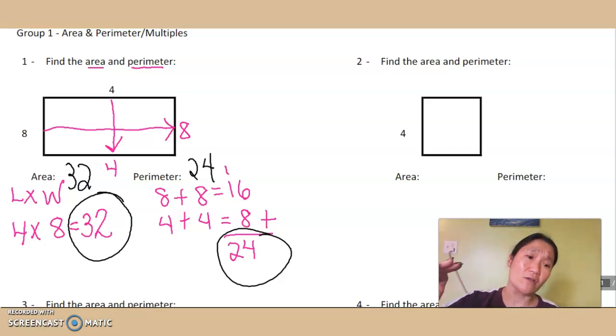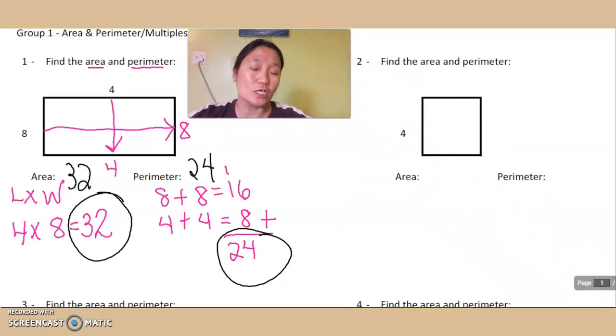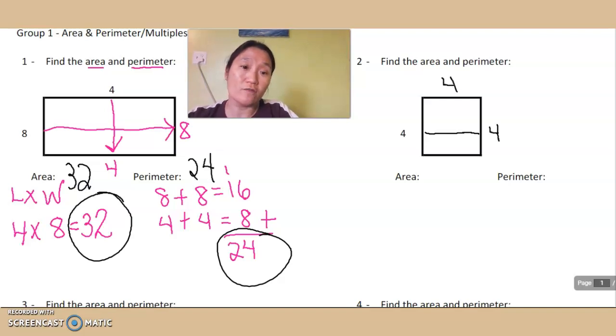Now we're going to find the area and perimeter of a square. Now a square is just a very special rectangle. A square and a rectangle are the same. The square happens to be a very special rectangle where all the sides are the same. So if you look, you will see that 4 is the same as here, which is the same as here, because all of your sides are the same on a square.